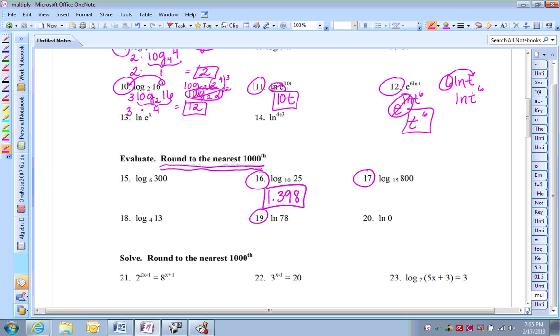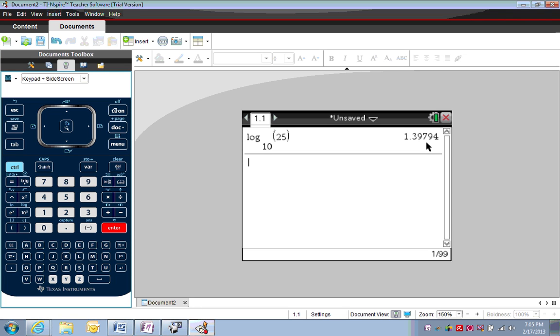Okay, 17 is the same thing. We're just going to plug in log base 15 of 800. So I hit Control and then the log button, base 15, oops, of 800. Hit enter, and then I look to make sure I round properly to my thousandths place.